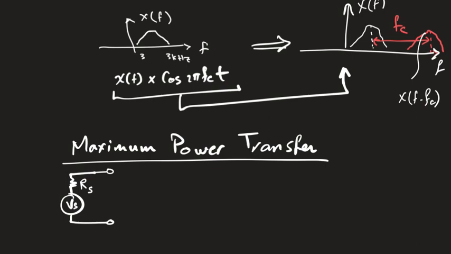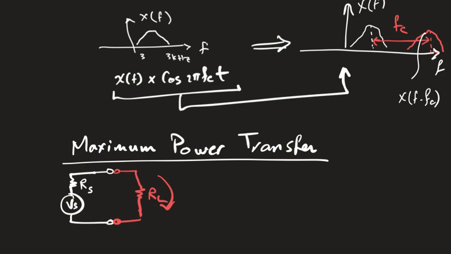Now the question is, what is the best load that you can connect here, such that if you calculate the power going through the load, you will find that it is a maximum value? It should be equal to RS. It should be equal to RS. Any other answers? Do you agree with the answer? Okay. Yes.